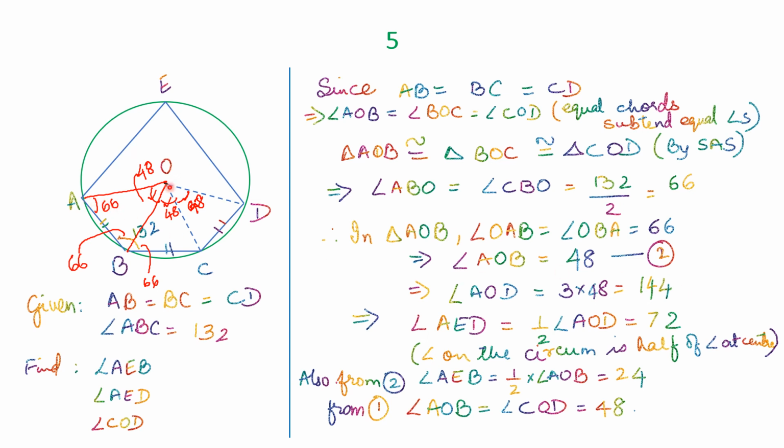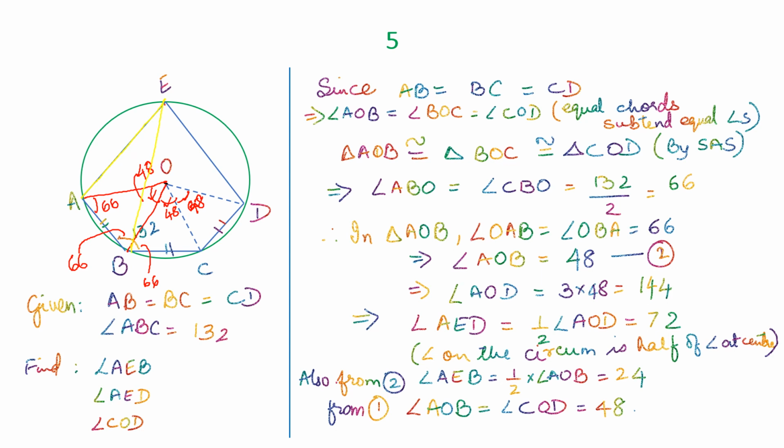Which implies AOD, that is the endpoints are A and D. Therefore, the angle on the circumference, that is AED, with the same endpoints A and D, will be half of 144, which is equal to 72. Angle on the circumference is half the angle at the center. Therefore, from 2, we are getting angle AEB. We have been asked angle AEB, that is angle AEB like this. I will use another color. This is angle AEB.